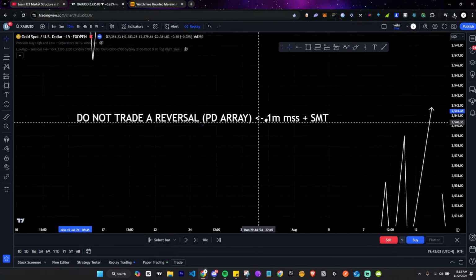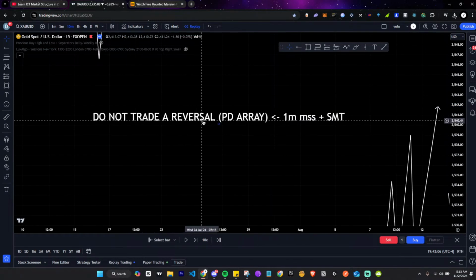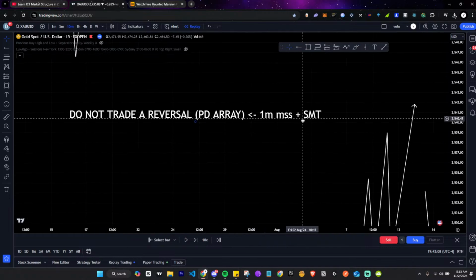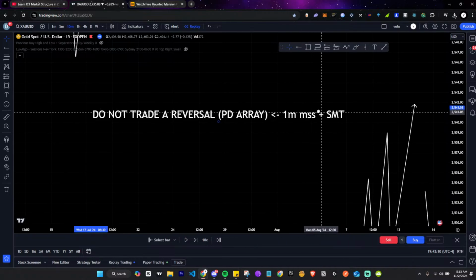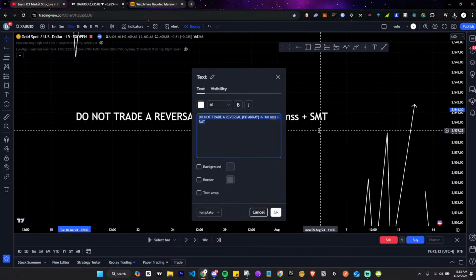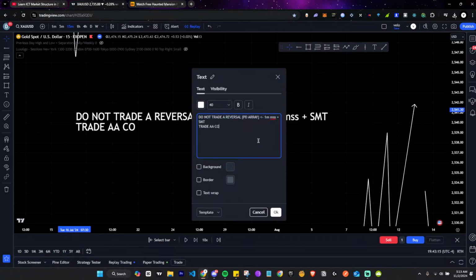Make sure you always stick to this rule. Do not trade a reversal. In other words, a PDRA. 1 minute market structure. This includes 1 minute market structure shift and an SMT, okay? Trade a continuation. Trade a continuation pullback.